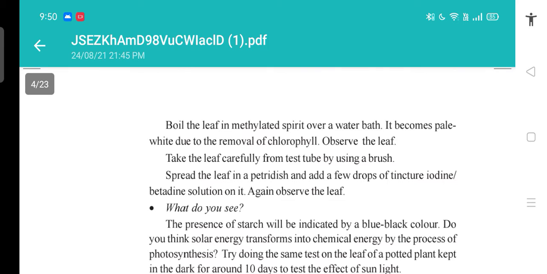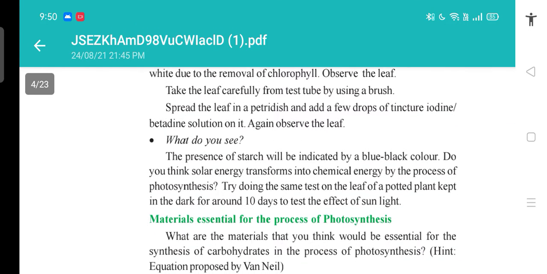Again observe the leaf. What do you see? Presence of starch will be indicated by a blue-black color. If there is starch in the leaf, the color of the leaf will change to blue-black.